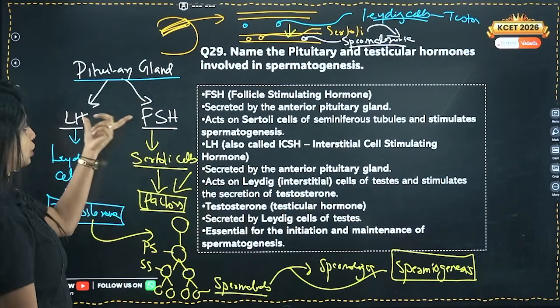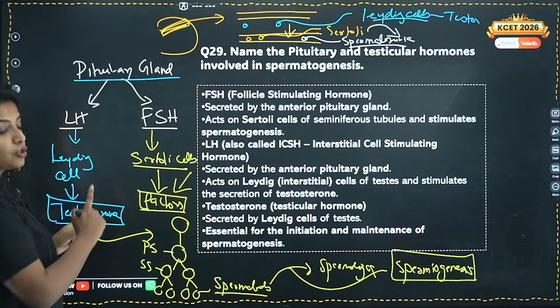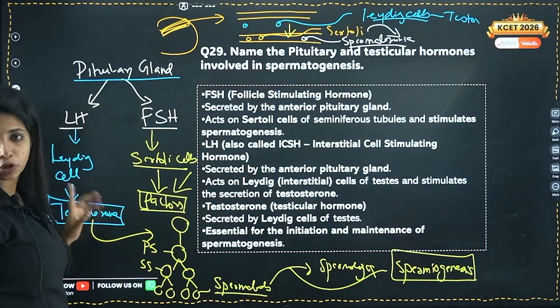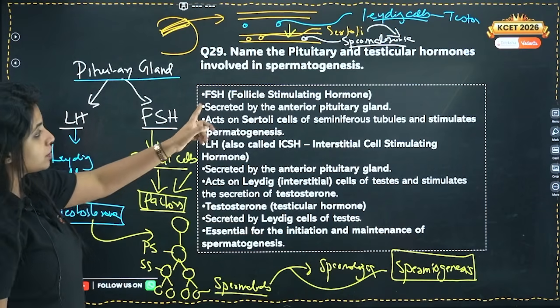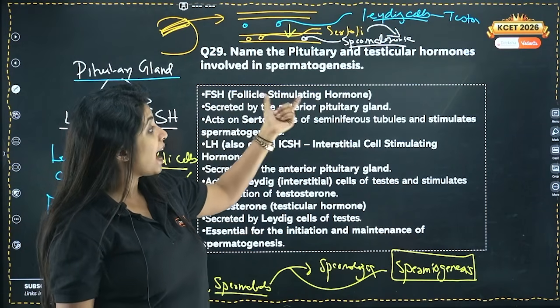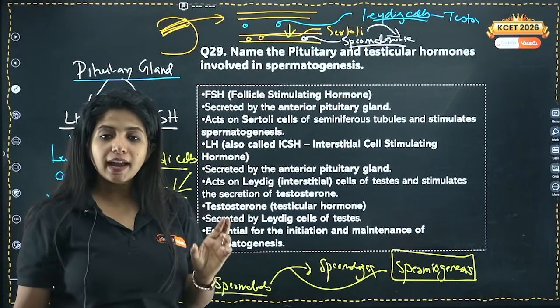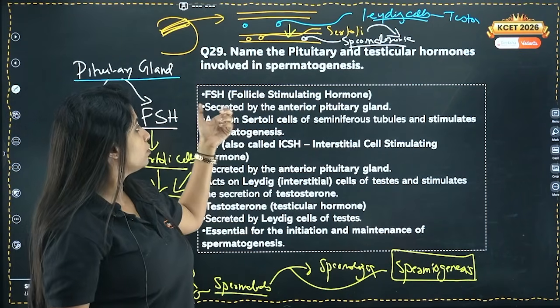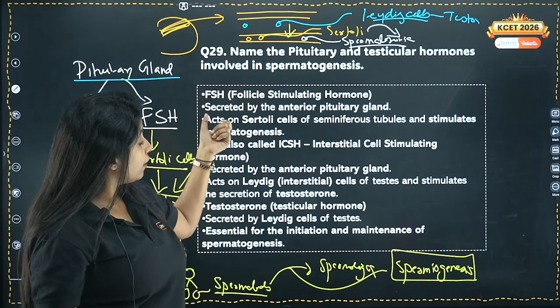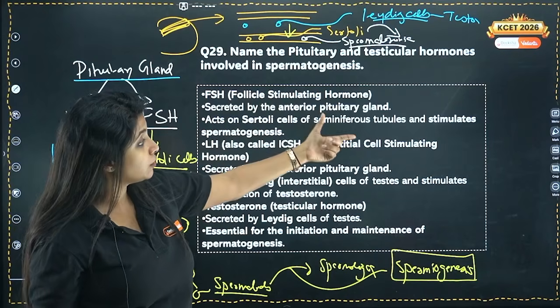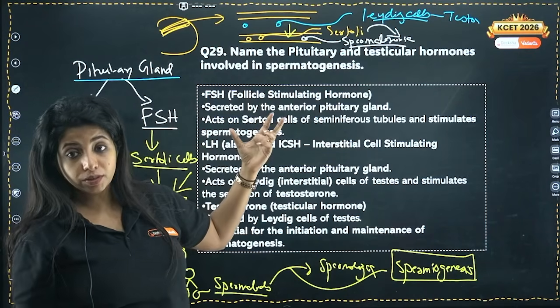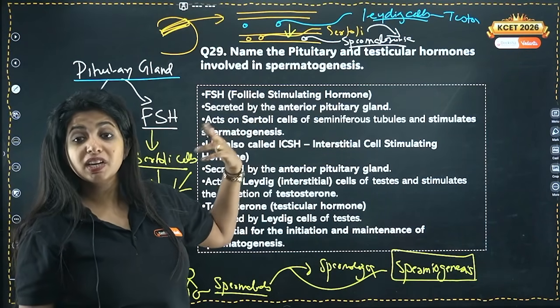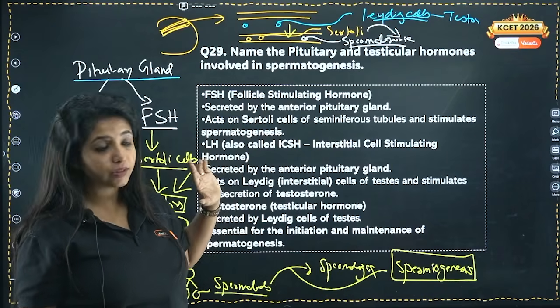So these two are pituitary hormones, and this one, my dear children, is the testicular hormone. FSH, follicle stimulating hormone, is secreted by the anterior pituitary gland. The pituitary gland has two lobes, one anterior, one posterior. The anterior lobe produces FSH and LH. FSH acts on the Sertoli cells of the seminiferous tubules and stimulates spermatogenesis, basically the production of some very important factors which help in spermatogenesis.